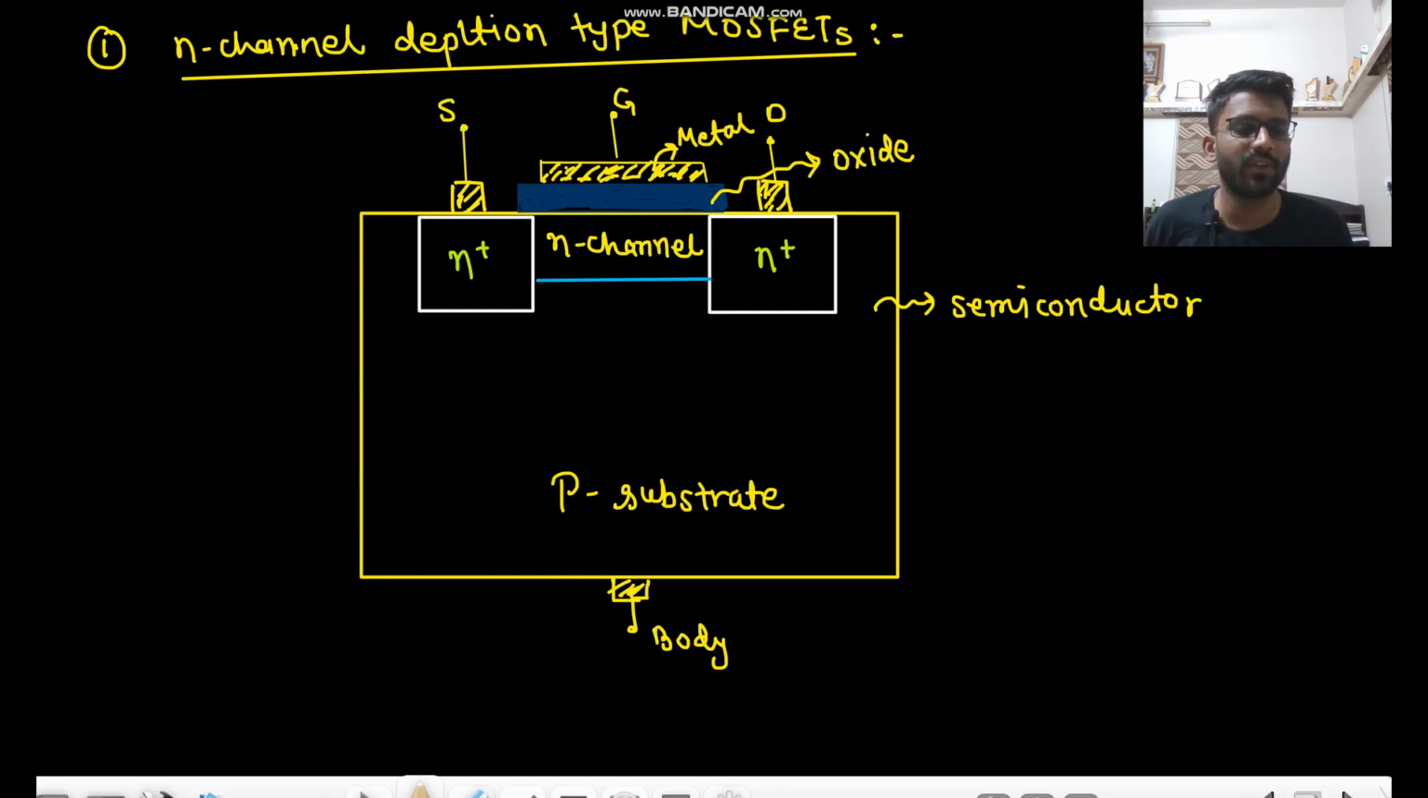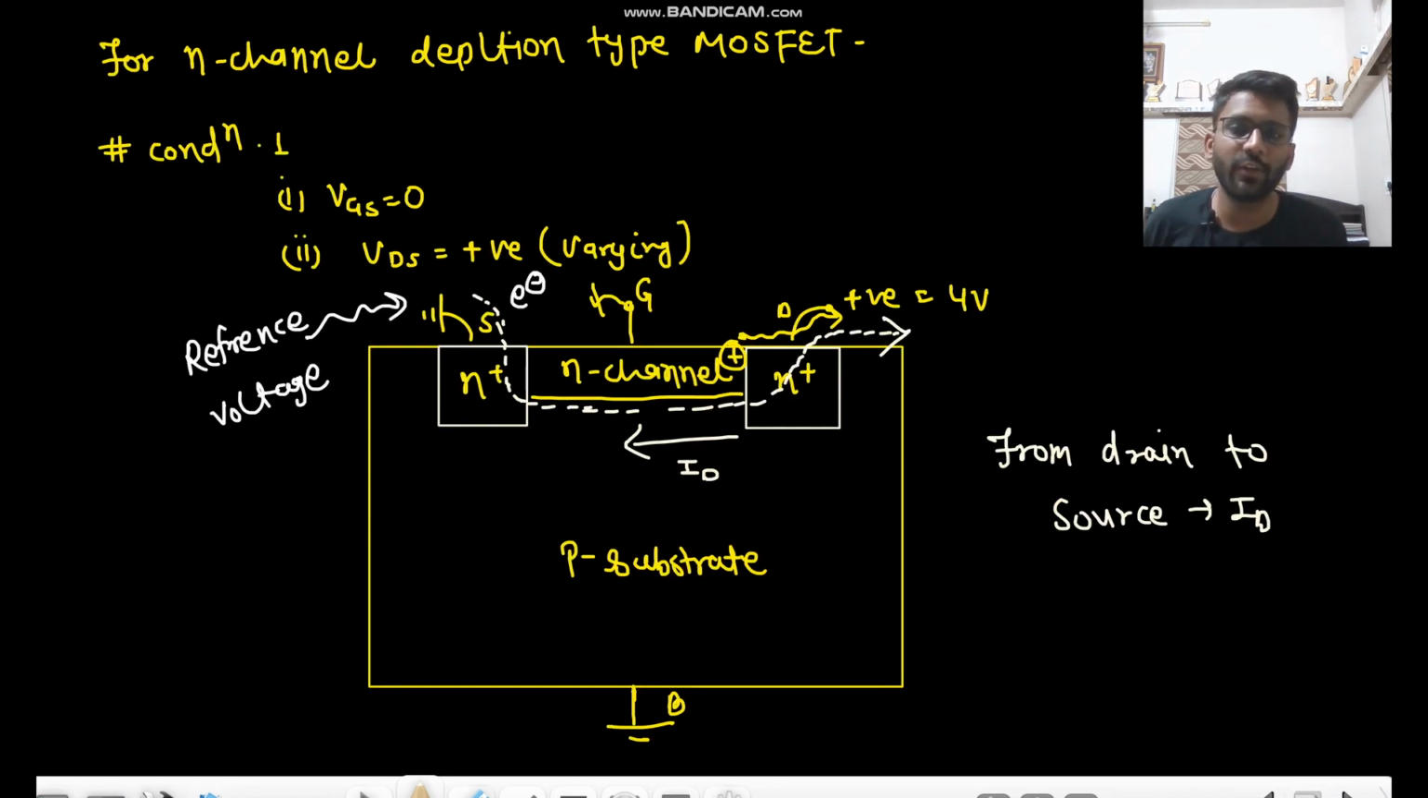But in the case of depletion type MOSFET, what we see here is that even if you have VGS equals 0, look, the gate side is input and the drain side is output. Why is it output? Because the current is getting out of the drain, right? And the direction of current is this one in N channel depletion type MOSFET.